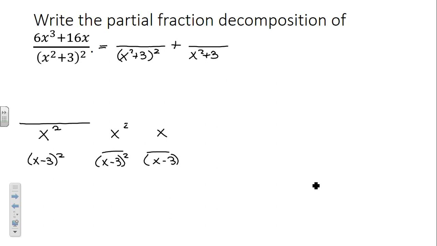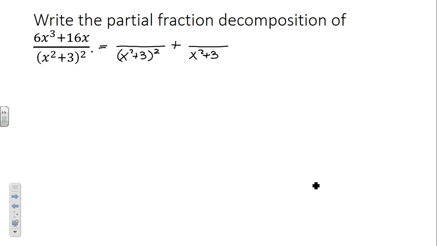Okay? So what are we putting on top of our x squared plus 3 quantity squared? It's quadratic, right? So what goes up there? Ax plus b. How about the second one? Cx plus d. It's also quadratic. Okay.